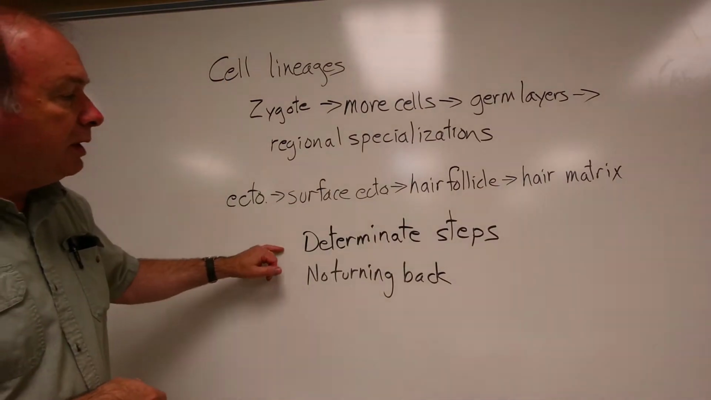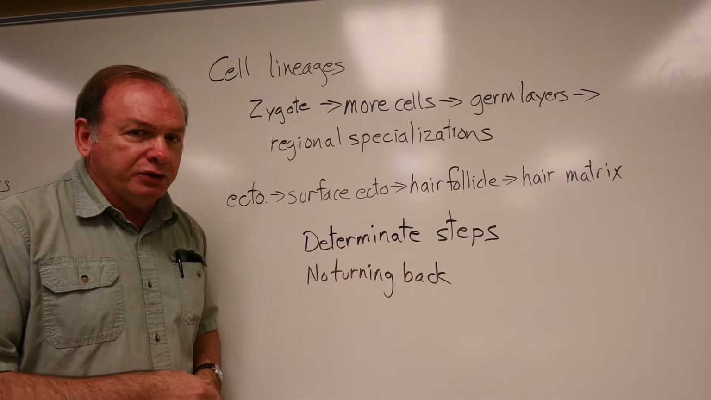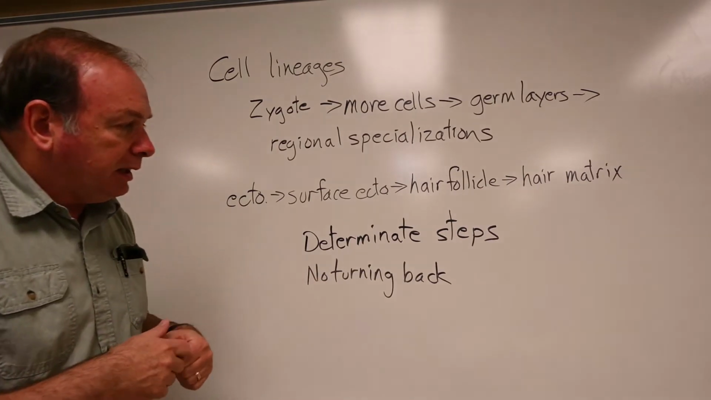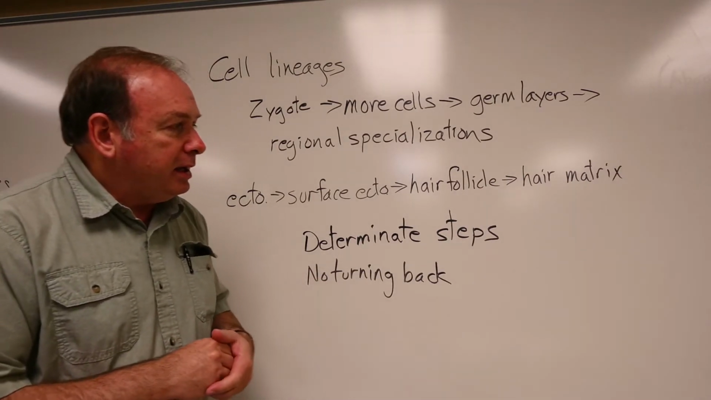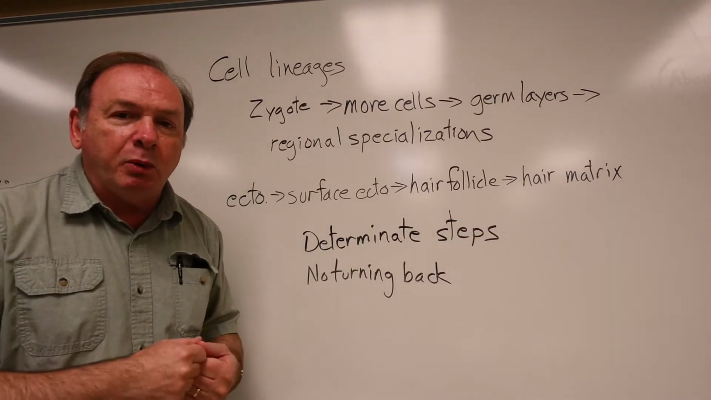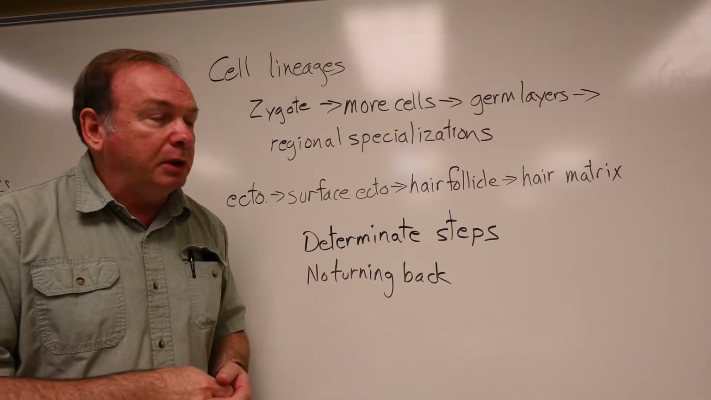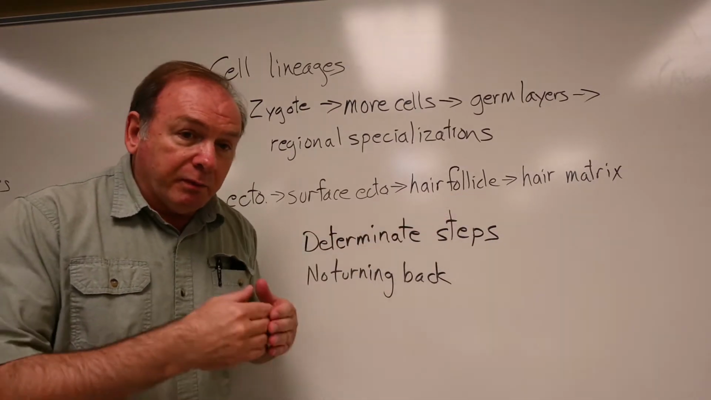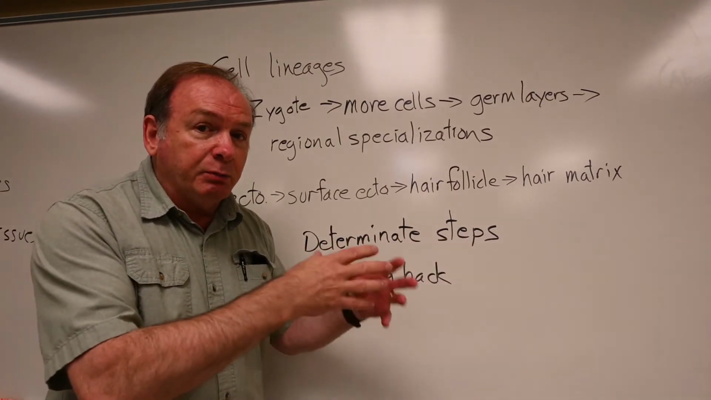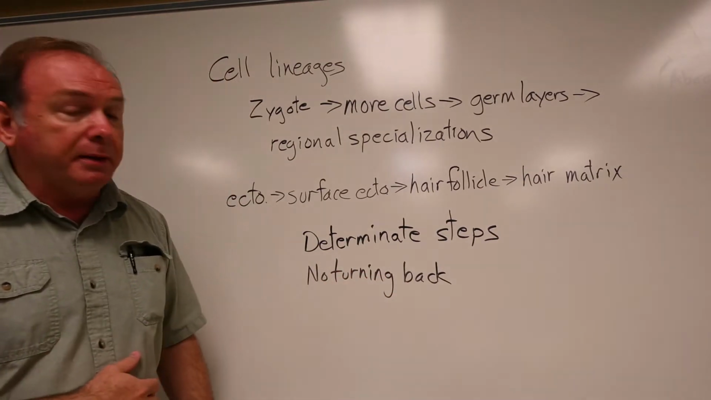Most of these determinate steps are one way. There's no turning back. Once you've made the change, you can't go back the other way. It would be hard to take a hair matrix cell and stick it into a muscle and assume that it would function as a muscle cell. You can't put it in the blood and think it's going to act like a blood cell. Once they go to the next determinate step, their fate is more and more locked in. They can't go back the other way.